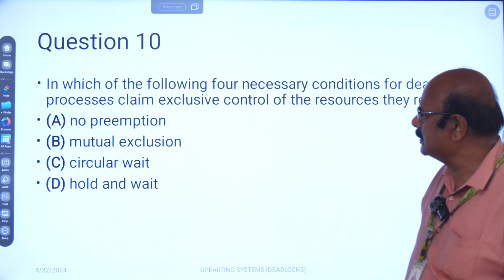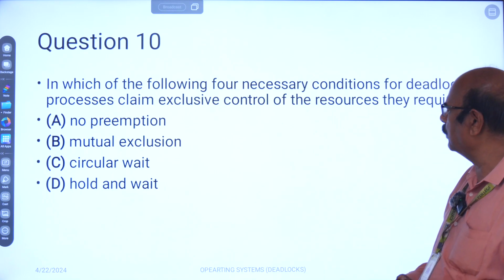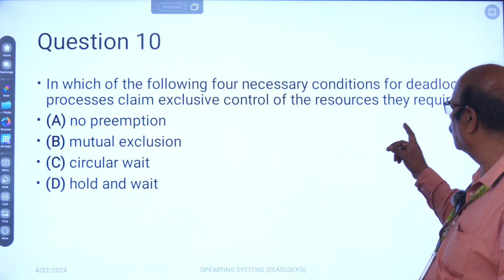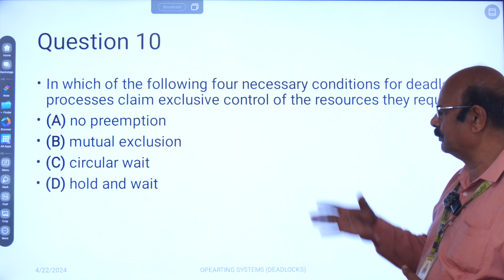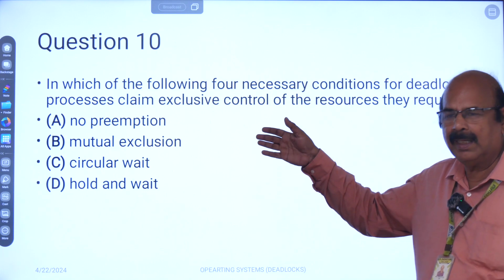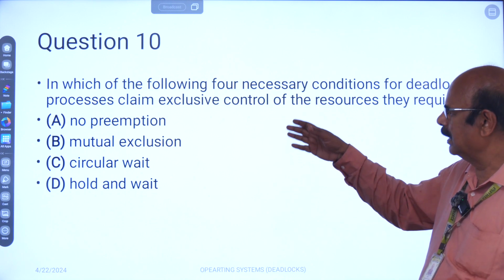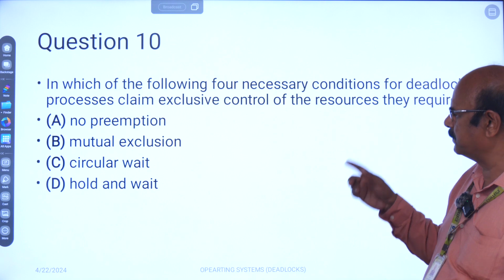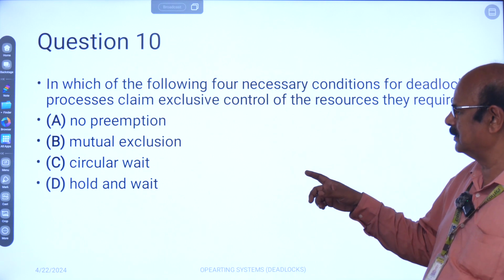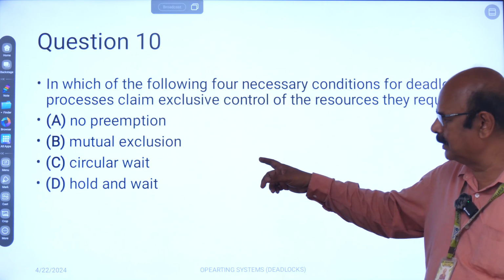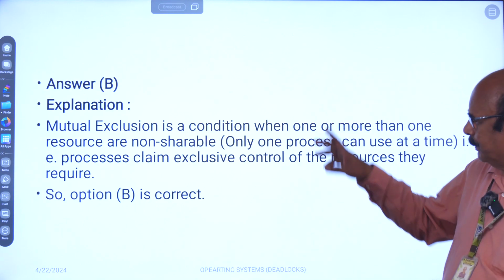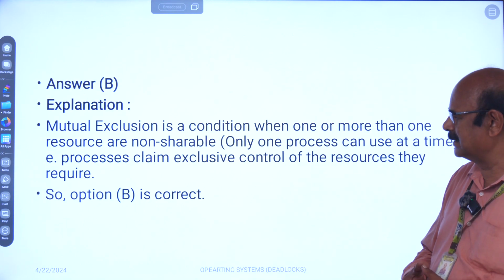Next, question 10. In which of the following 4 necessary conditions for deadlock do processes claim exclusive control of the resources they require? Option A, no preemption, or option B, mutual exclusion, or option C, circular wait, or option D, hold and wait. So let us see that. The answer given in the explanation is B.